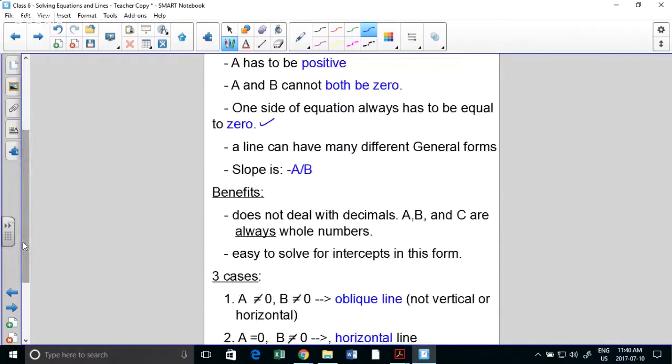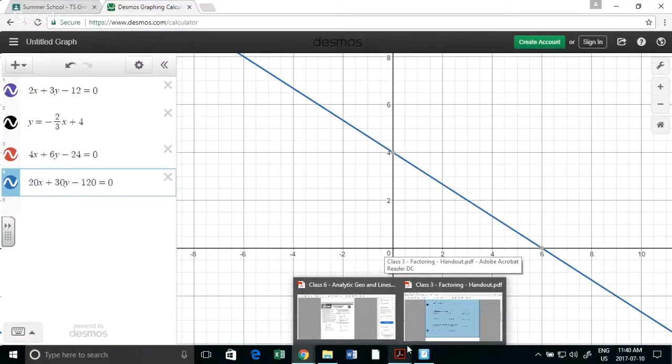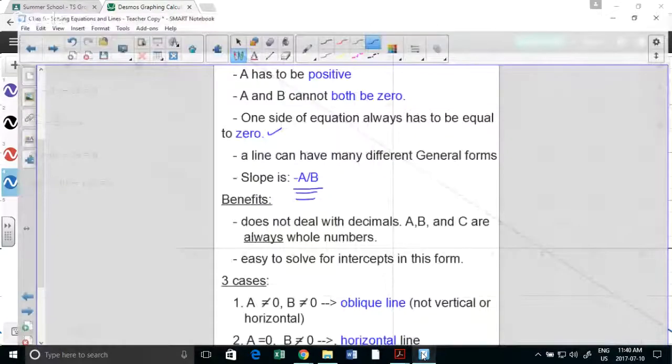The other formula that is super important: slope is negative a over b. So if you notice here, the a term is 2, the b term is 3. Negative a over b means negative 2 over 3. See, it's negative 2 over 3 here. So we're going to work with that a little bit.